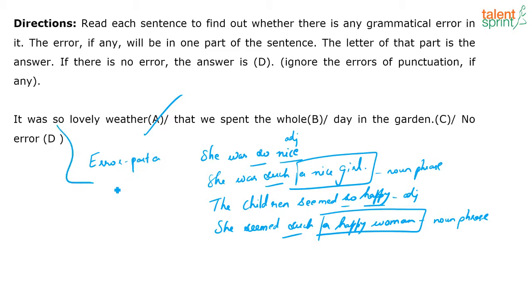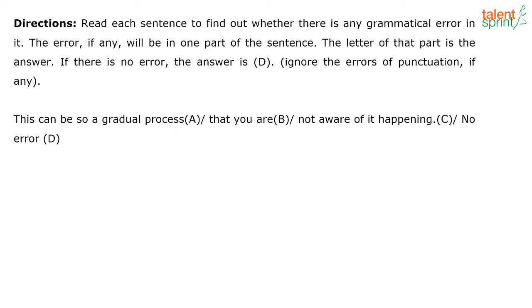We replace so with such. Yeah? I hope this is clear. So any errors pertaining to intensifiers to do with so and such, you should be able to quickly spot. Let's look at the next one. This can be so a gradual process that you are not aware of it happening. This should be an easy one since we have spent so much time understanding the basic difference between so and such. Where is the error?